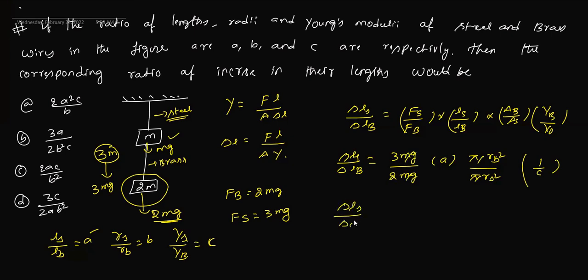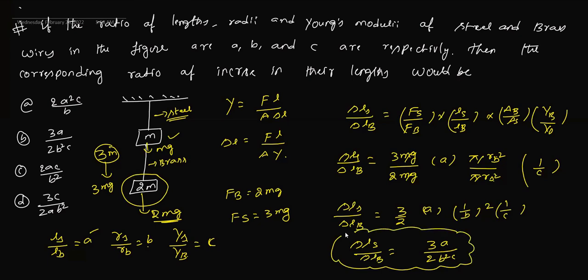Delta LS to delta LB equals 3 by 2 into A into RB by RS whole square. RS by RB value is B; if you reciprocate that, we have 1 by B, and the square is there for both. And Y reciprocated gives 1 by C. So delta LS divided by delta LB equals 3a divided by 2b square c, which is the answer we got here. Which option is matching? 3a by 2b square c. Yes, option B is correct here.